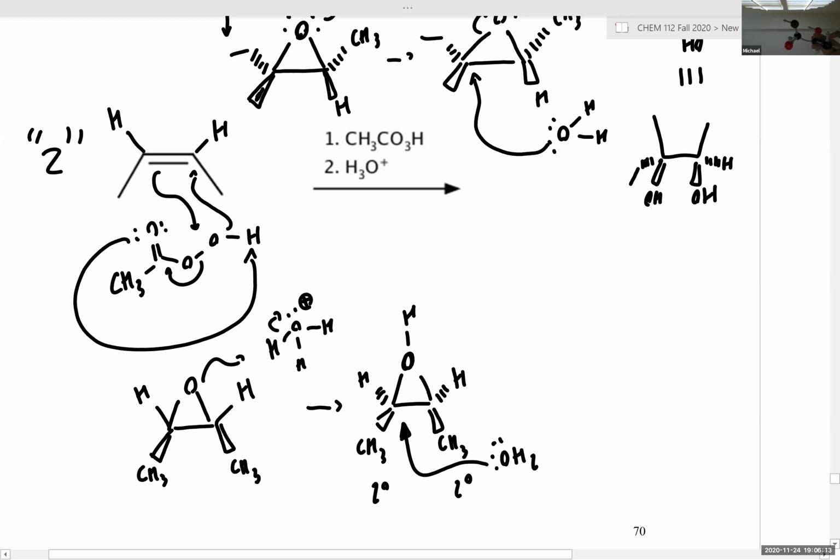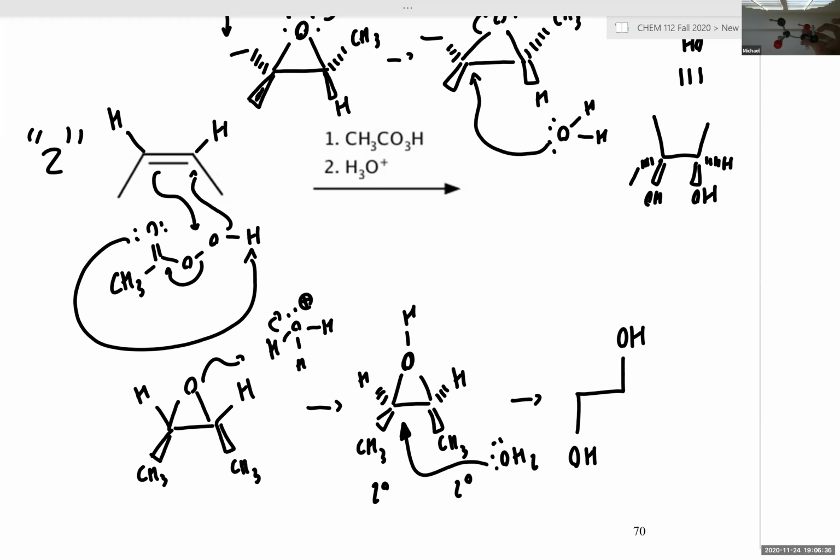This attack occurs from the opposite face to our epoxide, and as a result, our alcohols end up anti or trans to each other. So we have our alcohol on the right pointing up and our alcohol on the left pointing down. So just draw them without any dash or wedge, one up, one down. Does that make sense?